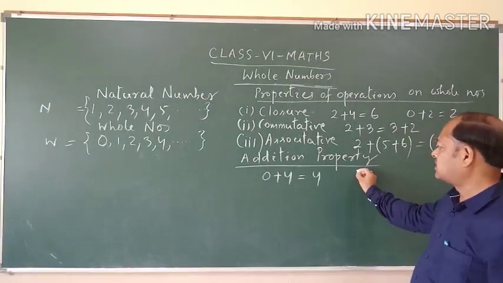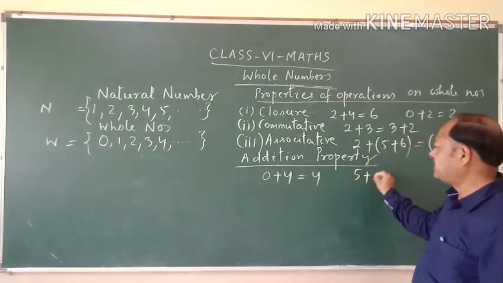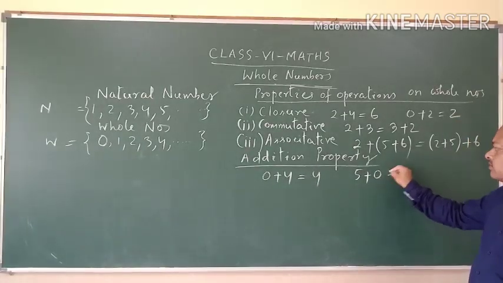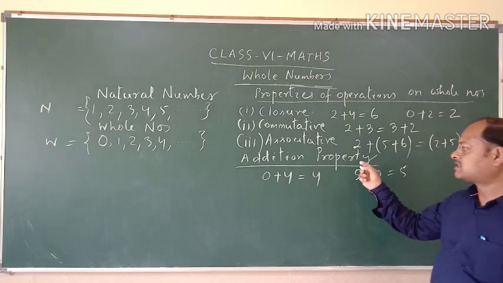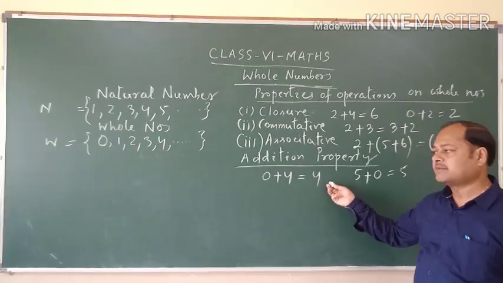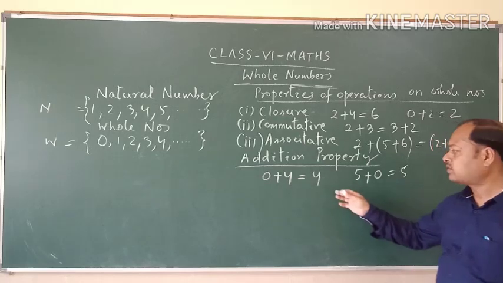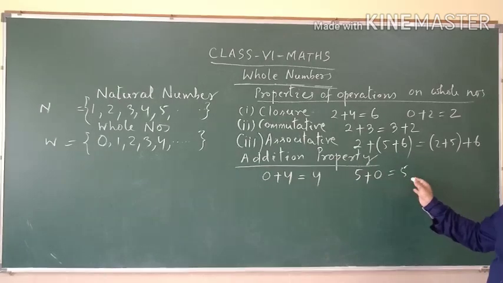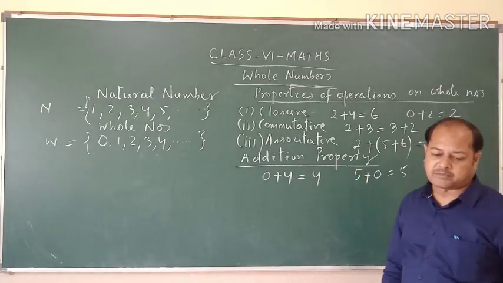Okay, so another example we will take: 5 plus 0 equal to 5. That means when the addition property is applied in case of 0, the result will be the same number. So 0 plus 4 equal to 4, and we see that here 5 plus 0 equal to 5. This is called addition property.